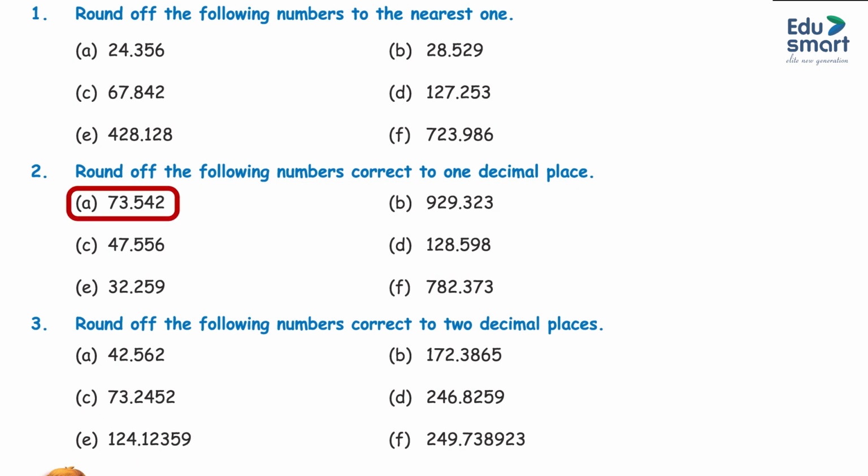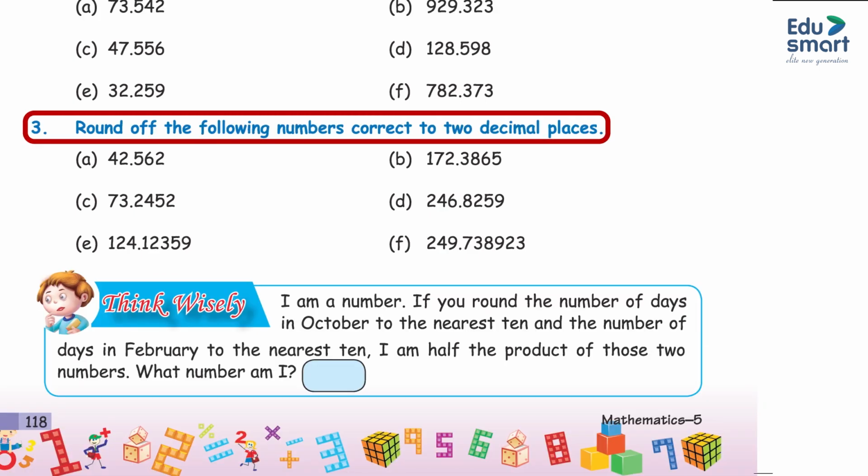A: 73.542, 73.5. B: 929.323, 929.3. C: 47.556, 47.6. D: 128.598, 128.6. E: 32.259, 32.3. F: 78.273, 78.3. Question 3. Round off the following numbers correct to the two decimal places.